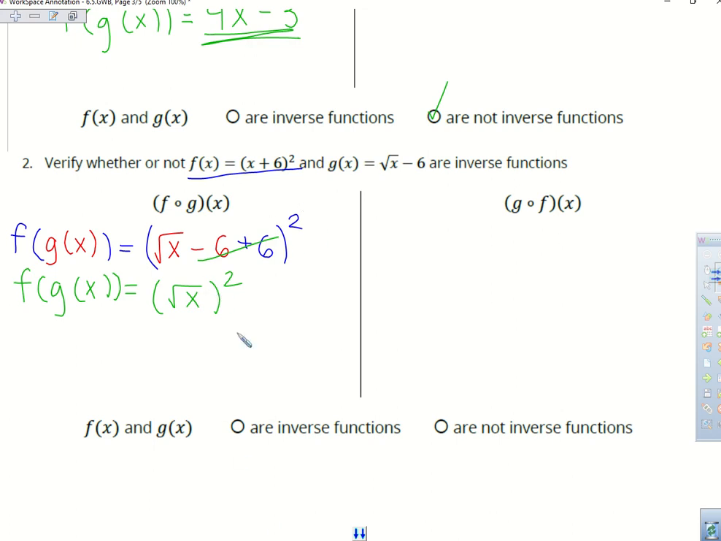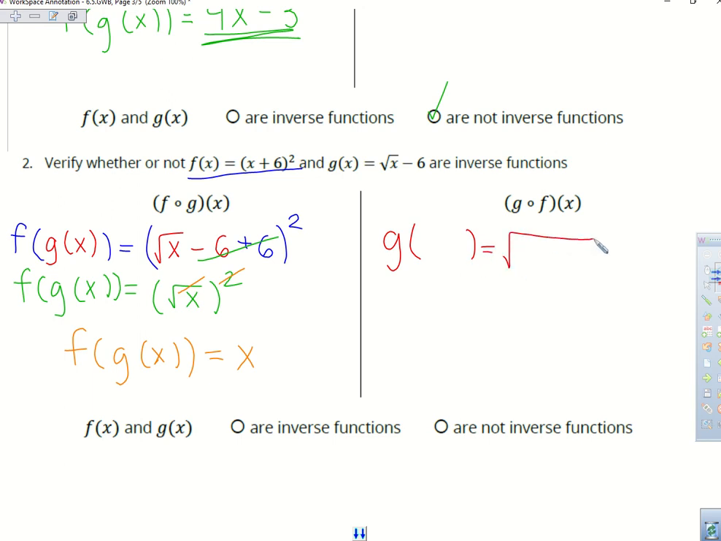Good. They cancel each other out. So my square cancels out my square root and leaves me with f of g of x is equal to just x. So is there a possibility that these are inverses? Yes. So we're going to have to verify it by now composing the other way around.